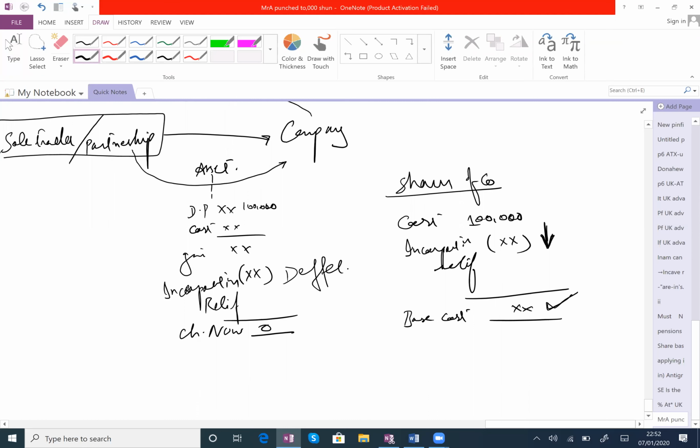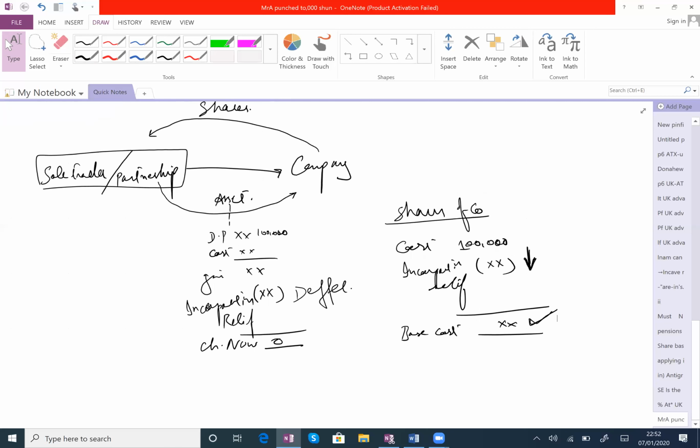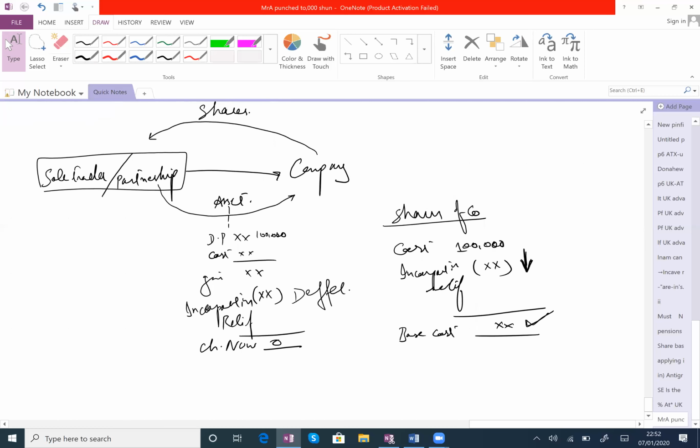So the concept is, whenever you transfer the sole trader or partnership business to a company, and on the assets of the business a gain arises, this gain will be deferred through incorporation relief, and this deferred gain will be chargeable. When does it become chargeable? When you sell the shares of the company in future. So that is the concept. Are you writing? Please make this diagram. That is very important.